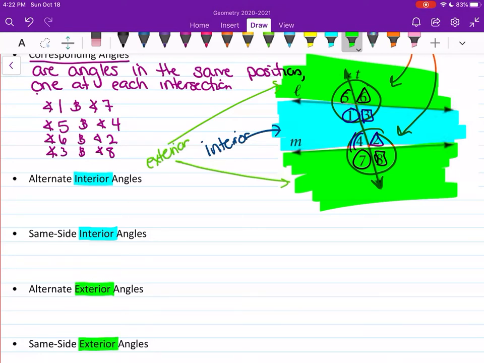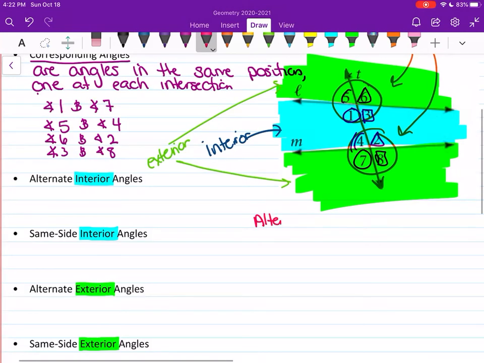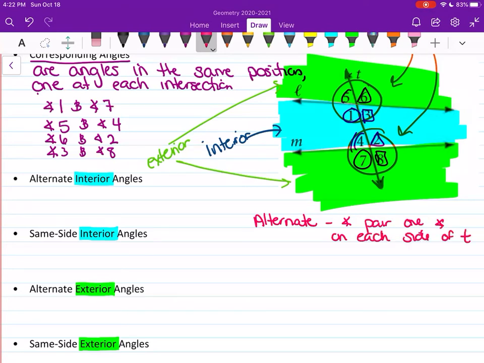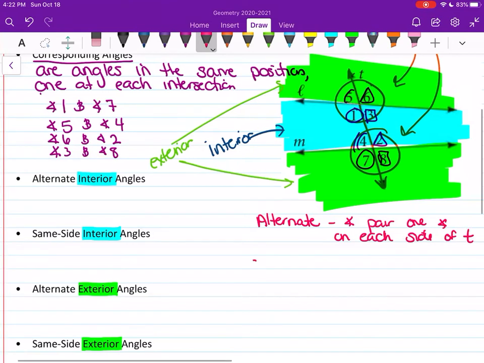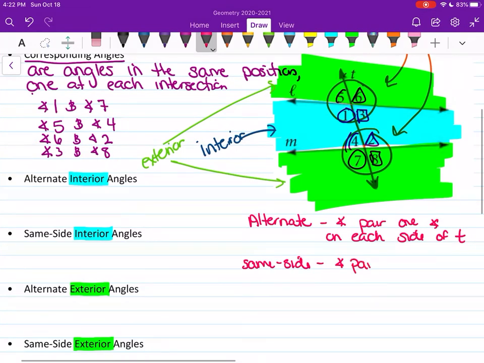The next thing we need to understand is alternate and same side. And that refers to our pair of angles. Alternate means angles that are on opposite sides of the transversal. Angle pair, one angle on each side of the transversal. And I'm just going to put each side of T. And then if I have same side, that means my angle pair are both on the same side of T.